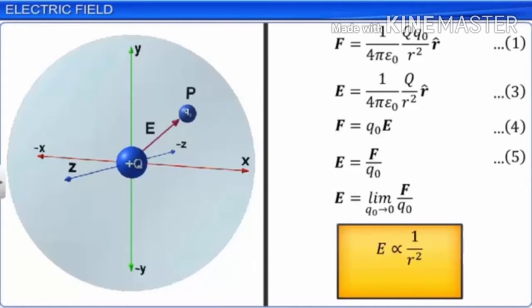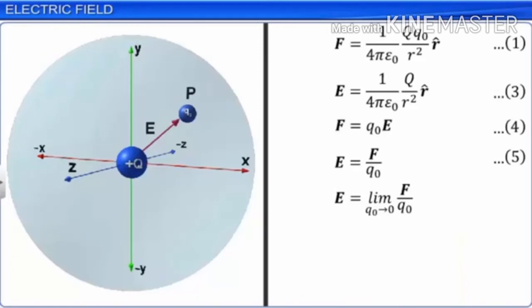It varies with r cap and is inversely proportional to r square. The electric field at any point in the electric field is finite and is 0 only when distance r is equal to infinity. Consider the electric field of a positively charged particle.